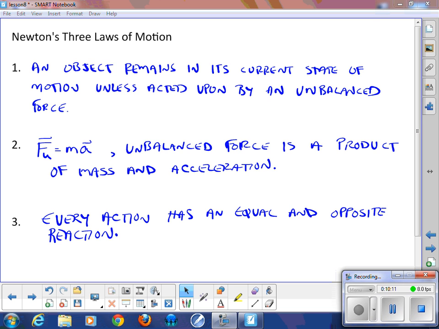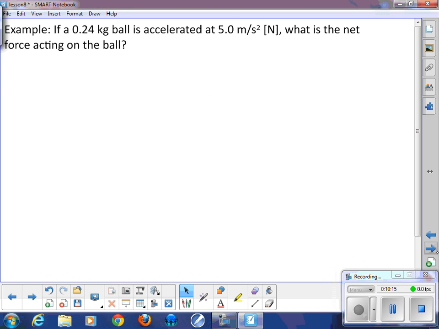I'm moving to the next slide, so if you need to keep writing, hit the pause button. Hurry, hurry, hurry, too late. Okay, so a couple of examples. Again, this is from grade 11. A 0.24 kilogram ball accelerated at 5 meters per second squared north. What is the net force acting on the ball?